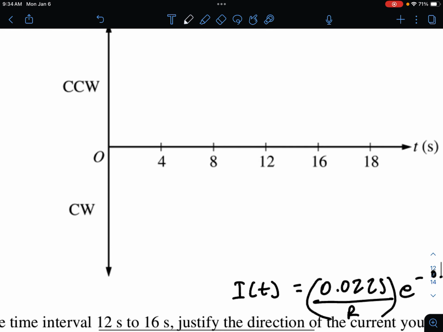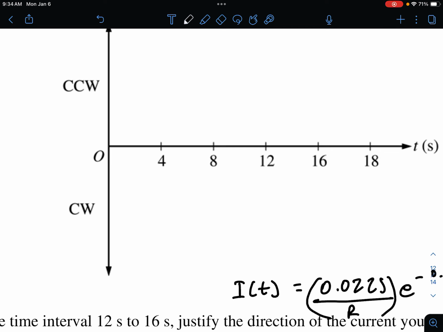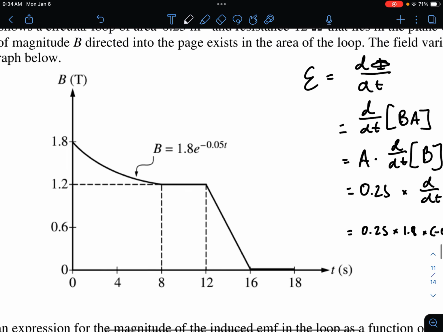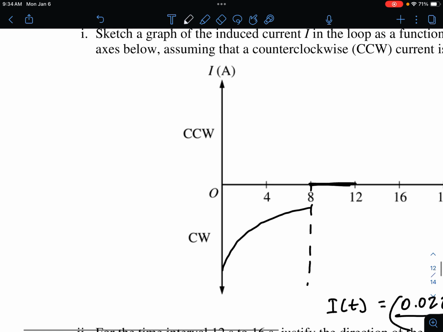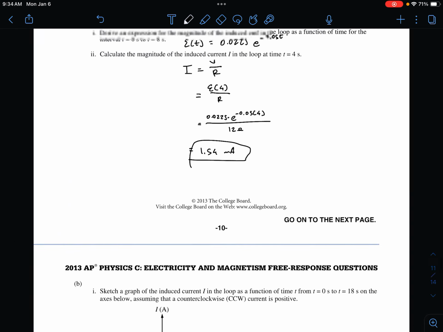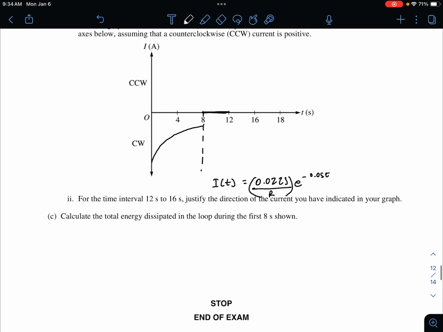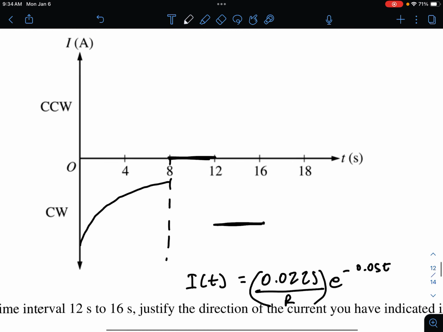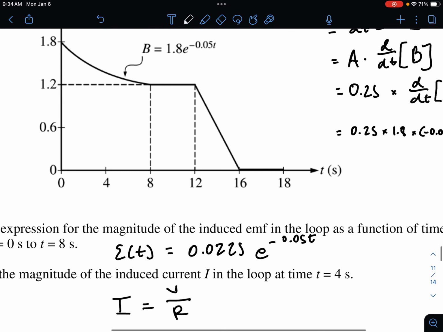So everything is going to be either clockwise or no current. From 0 to 8, it's going to look like this. From 0 to 12, it's going to be 0. How do I know it's 0? There's no change in magnetic flux. The magnetic field stays the same, so there's no induced current. From 12 to 16, it's going to be a constant current. Why? Because the magnetic flux is changing at a constant rate.